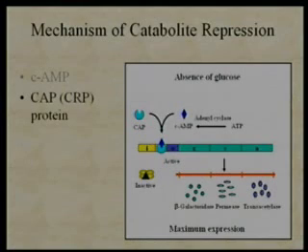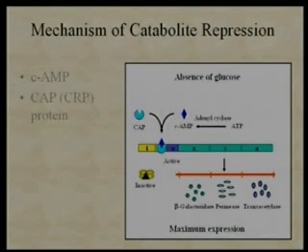So to get maximal expression of this operon, you need the presence of lactose in order to inactivate the repressor, and you need the absence of glucose in order to get the formation of this complex to activate this promoter. So that is when you'll get maximal expression: presence of lactose, absence of glucose. All right, that's when you turn this operon on.